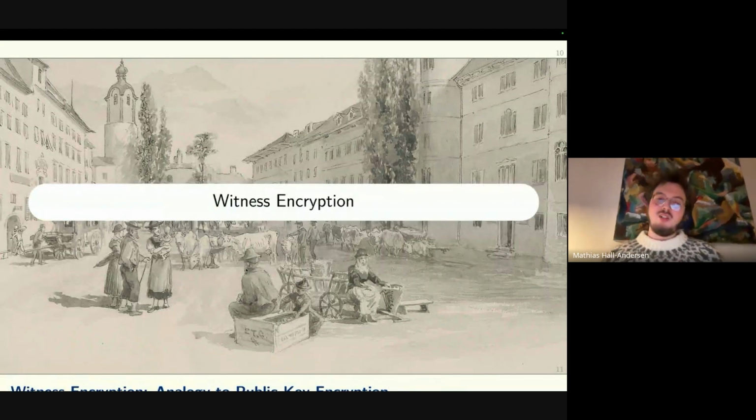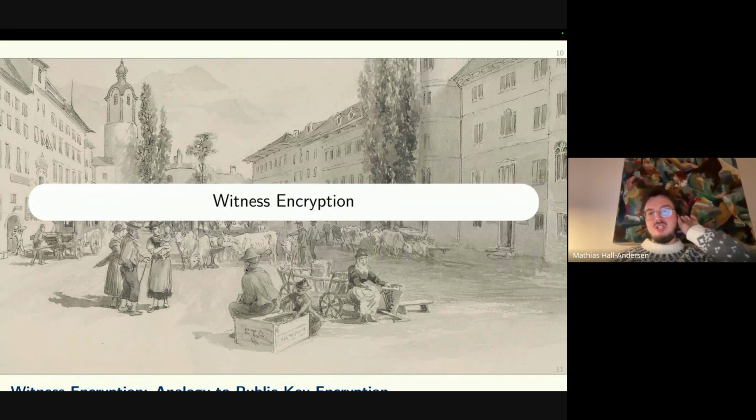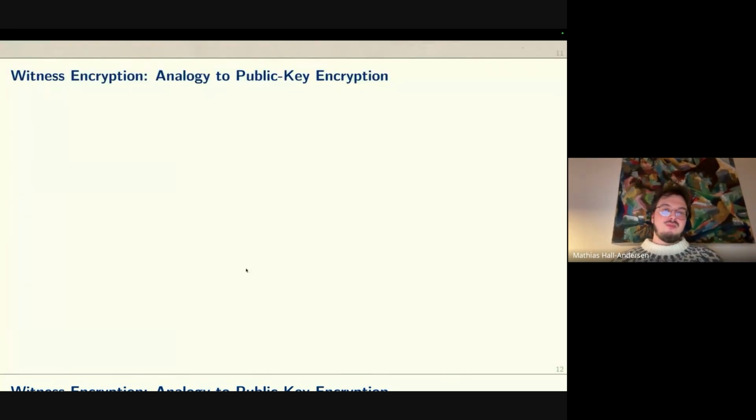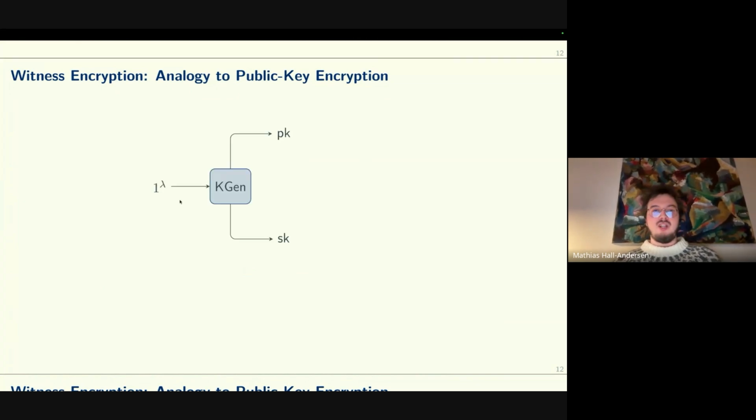Okay. So now to the second part of the title, which is witness encryption. So what is witness encryption, if you haven't seen it yet? I'm going to explain it with analogy to public key encryption. So in public key encryption, you have some key generation algorithm that produces a public key and a corresponding secret key. And you can take your public key and you can put in a message and output some ciphertext. And if you take the ciphertext and input it into decryption with the secret key, you recover some message. And if it's correct, this message should be equal to this message.